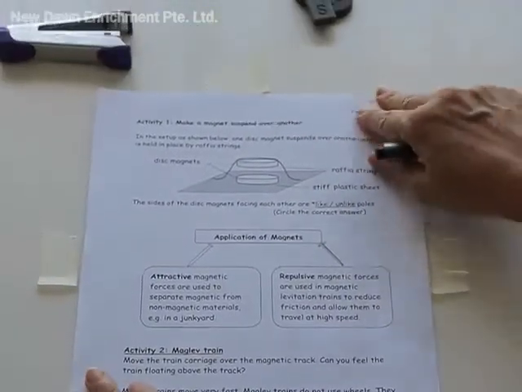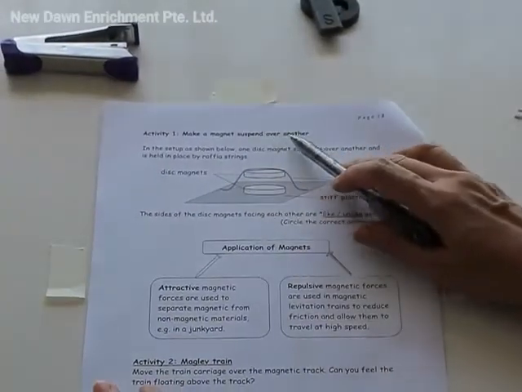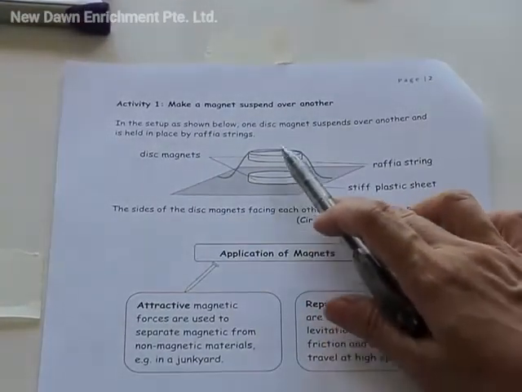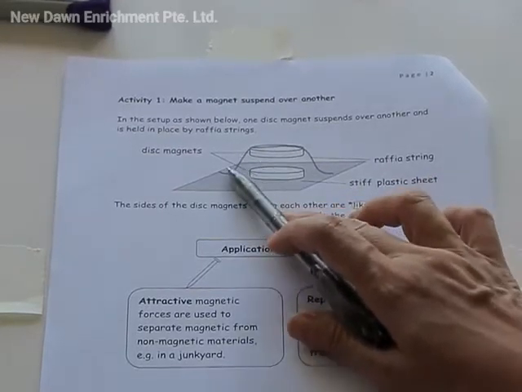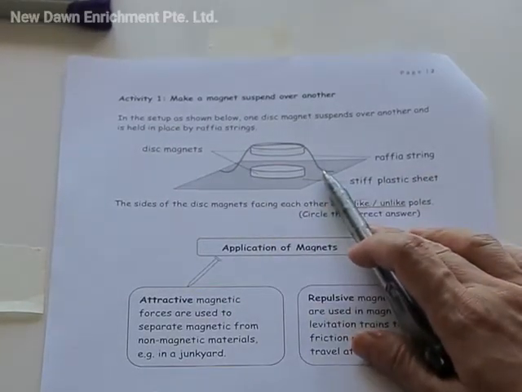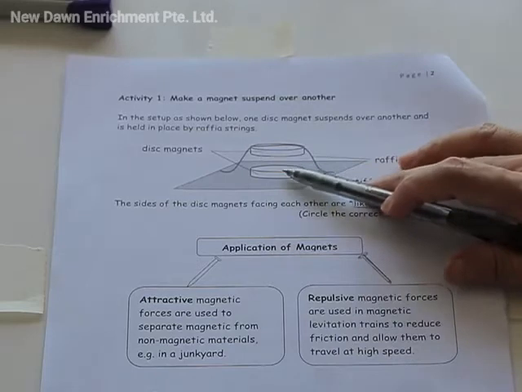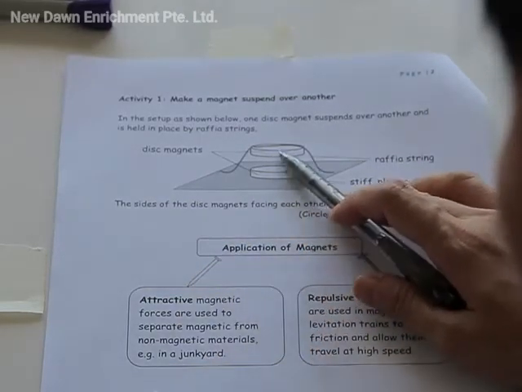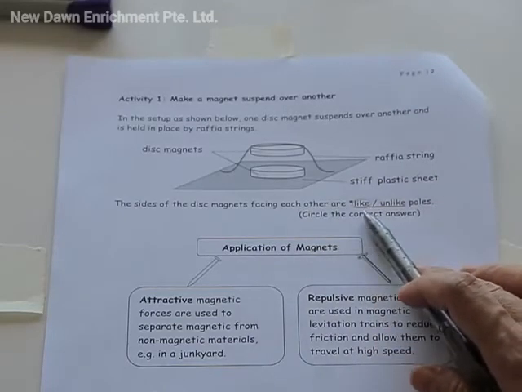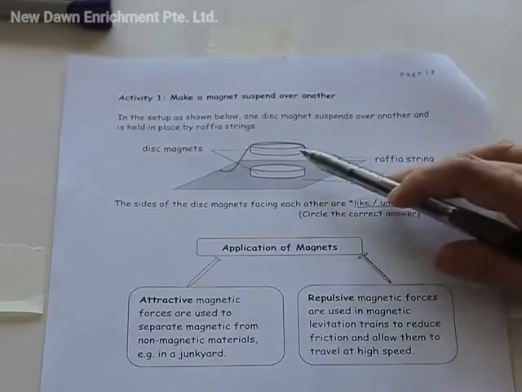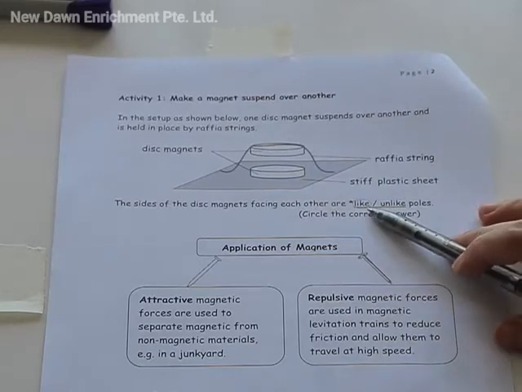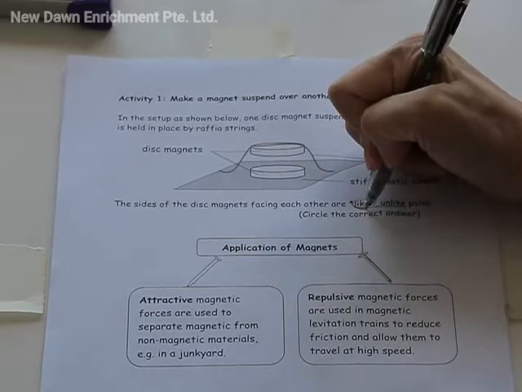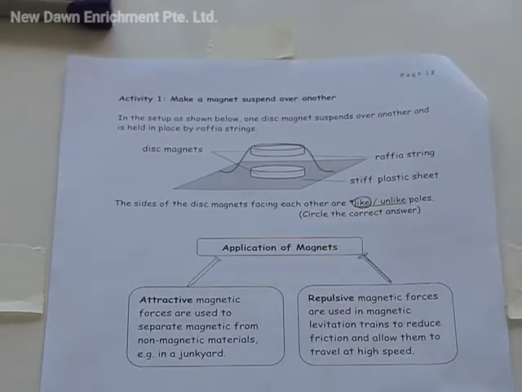I made a magnet suspend over another by using a stiff plastic sheet, and I had 2 magnets facing each other, and the other one was held in place by raffia string, and we found that they were repelling. So the sides of the disc magnets facing each other are, is it like or unlike poles? Because they repel, and we know that like poles repel, the answer is like. Okay.